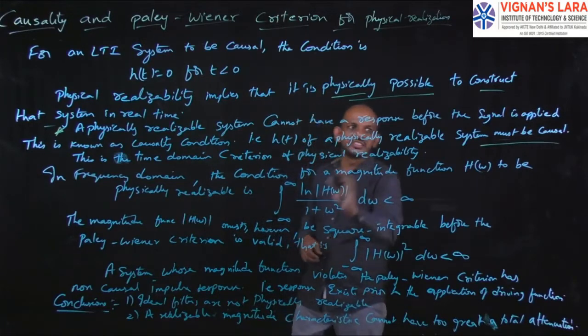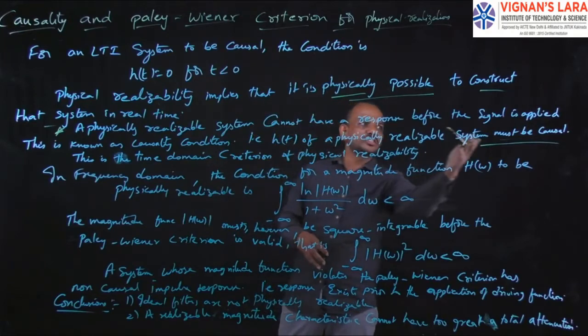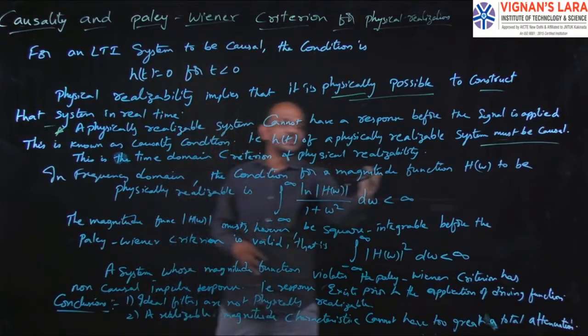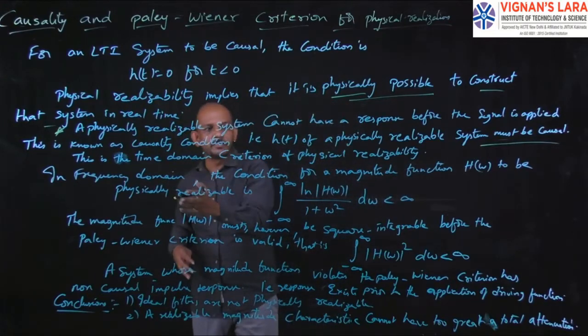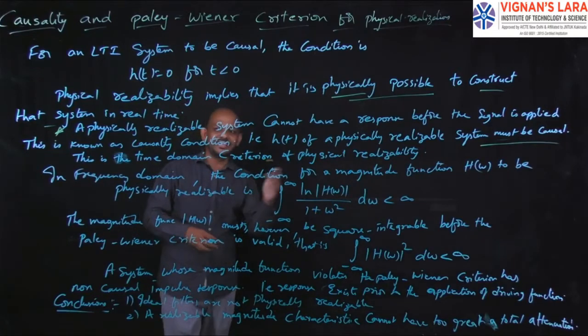So the condition is this one. In time domain, the impulse function h of t of a physically realizable system must be causal, but in frequency domain the condition for the magnitude function |H(omega)| to be physically realizable is the integral from minus infinity to infinity of ln |H(omega)| by 1 plus omega square d omega is less than infinity.